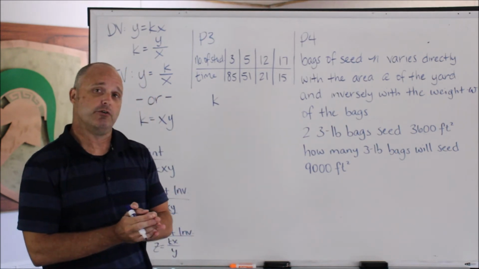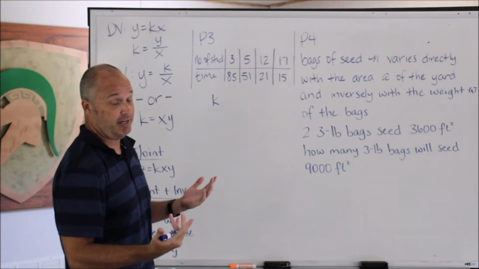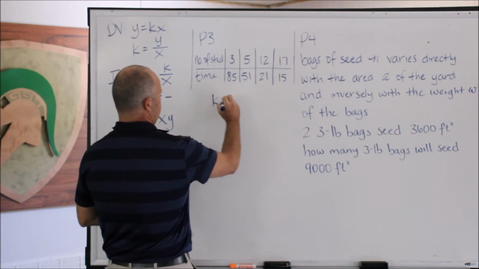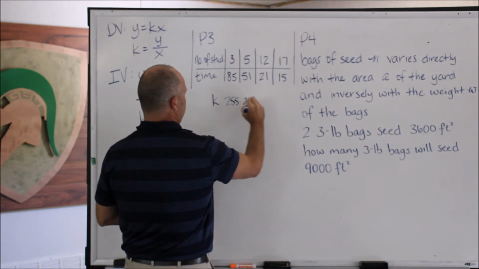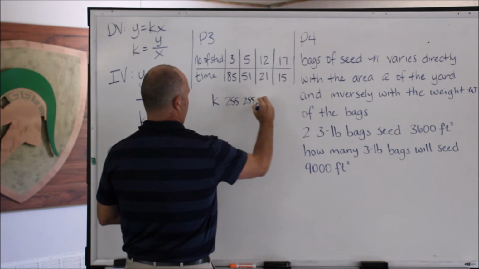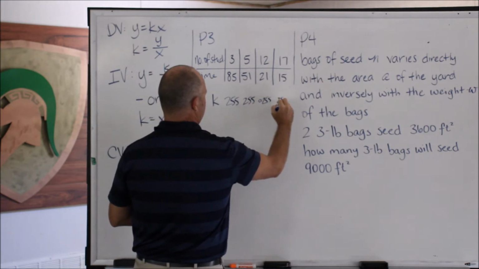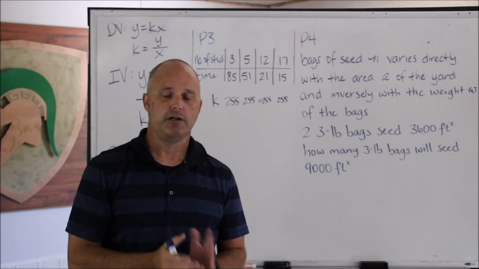The first thing we need to do is determine if there's any direct variation or inverse variation. Since we're doing inverse variation, let's do that. 3 times 85, 255. 5 times 51, 255. 12 times 21, approximately 255. And 17 times 15, 255. So what we see is that k is around 255.